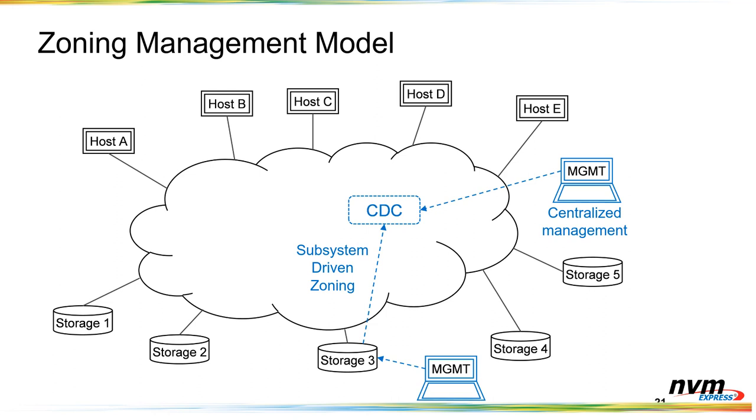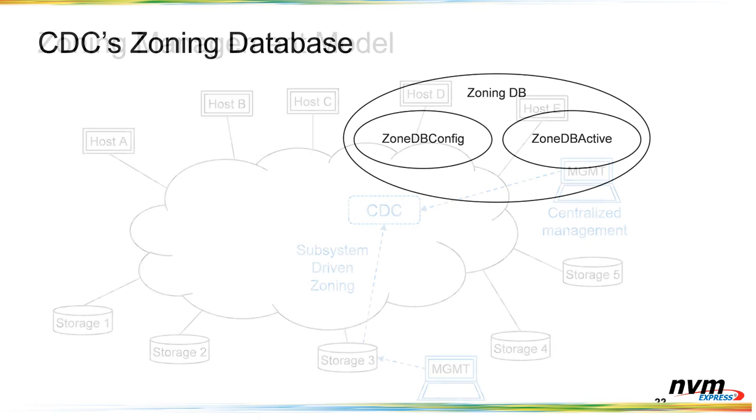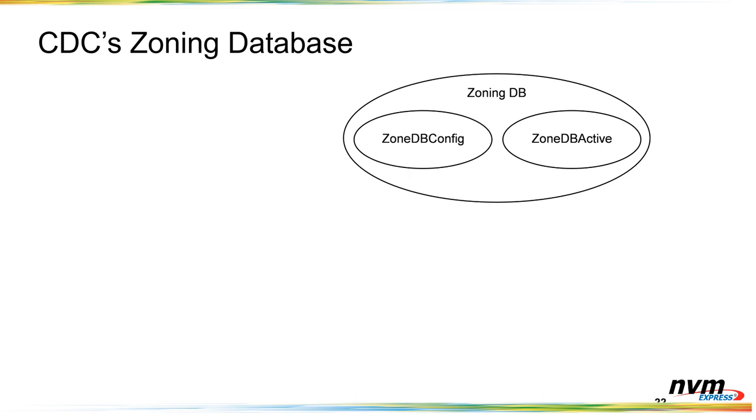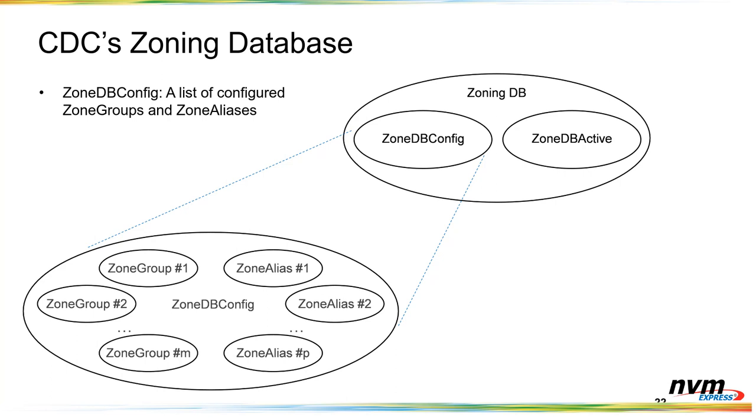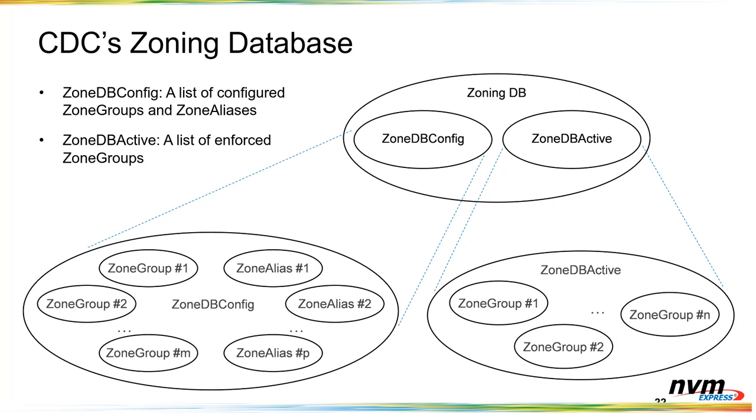So how do we express connectivity constraints? The general model is this one. We have a zoning database where we have two sub-databases, what we call ZoneDB config and ZoneDB active. ZoneDB config is intended to perform configuration of zone groups. And the zone group is the unit of enforcement that we have to express connectivity constraints. So here you can have multiple zone groups and multiple zone aliases. We will go through these in the following slides. And the ZoneDB active is instead the list of the enforced zone groups.